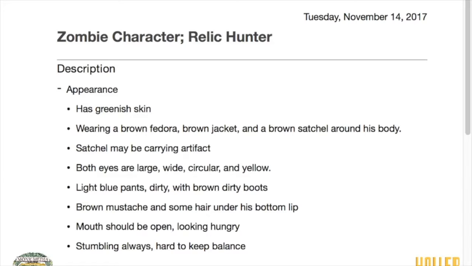Satchel may be carrying an artifact. Something's in his satchel. Both eyes are large, wide, circular, and yellow. Light blue pants, dirty with brown boots. Brown mustache and some hair under his bottom lip. His mouth should be open, looking hungry. Stumbling always, hard to keep balance. This is our description. Now, we should be able to pull this together and draw a character based on just what we're seeing.